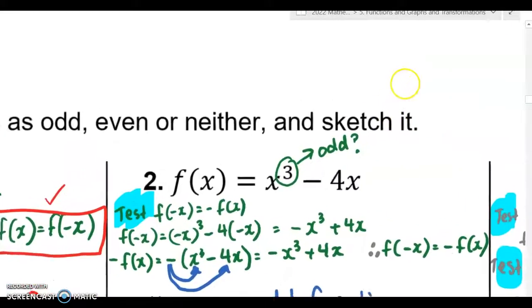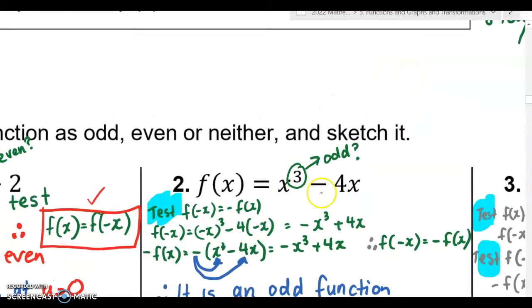Okay, let's have a look at f of x is equal to x cubed minus 4x. Now, I've circled the 3 and put an arrow up there and got odd and a question mark. I'm assuming or guessing that this is a cubic, and it's probably going to be odd because most cubics are odd, but not always.